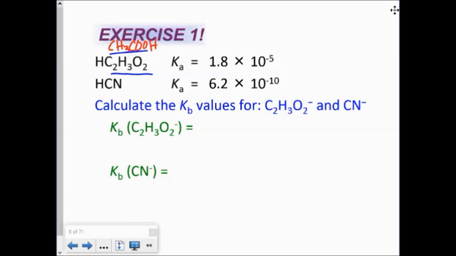Now it says calculate the Kb values for acetate and for cyanide, CN minus. So all we would have to do here is do what?